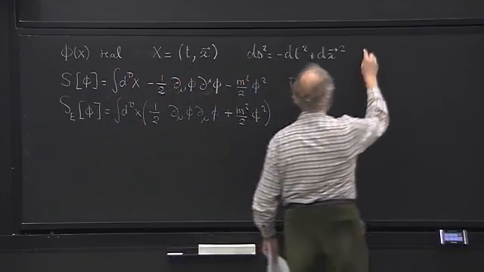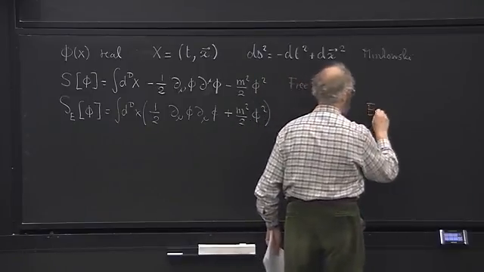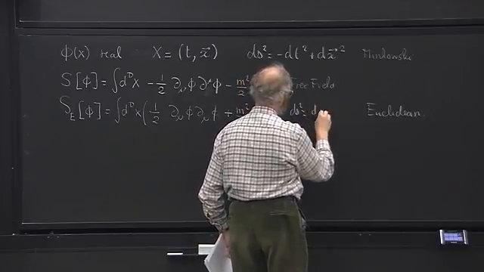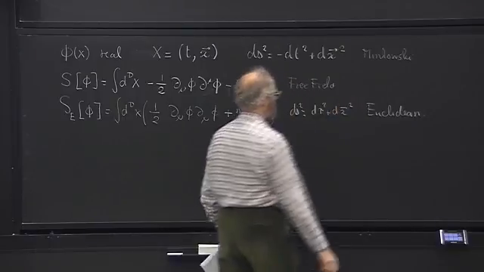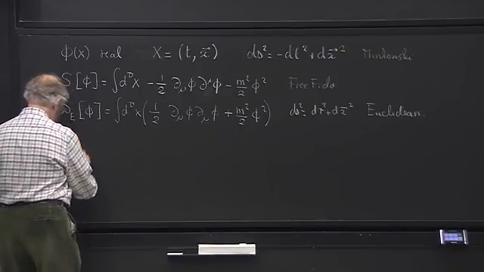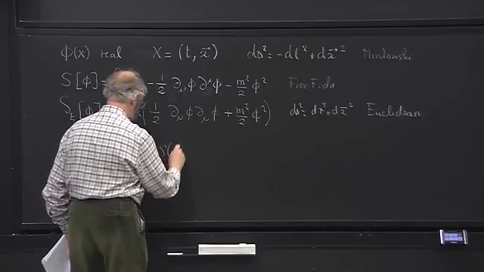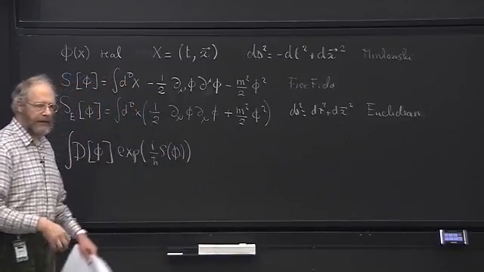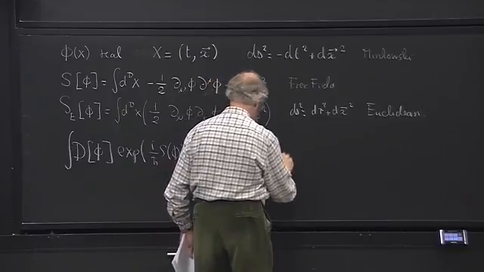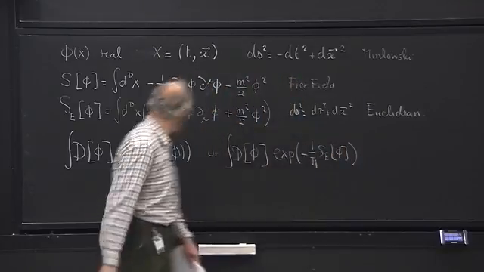This is Minkowski and Euclidean space-time means that ds squared equals d tau squared plus dx squared. Okay? And we could define a functional integral simply by integral d phi exponential of i over h bar S of phi in the Minkowski space-time, or in the Euclidean space-time, exponential of minus 1 over h bar S_E of phi. Okay?